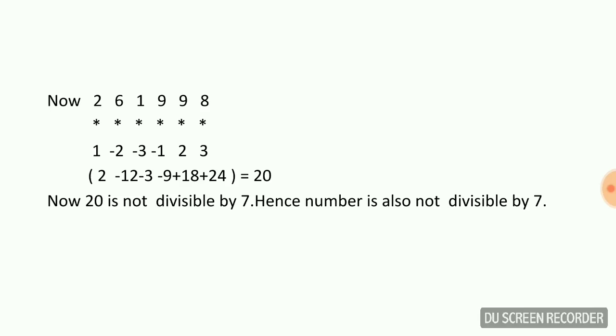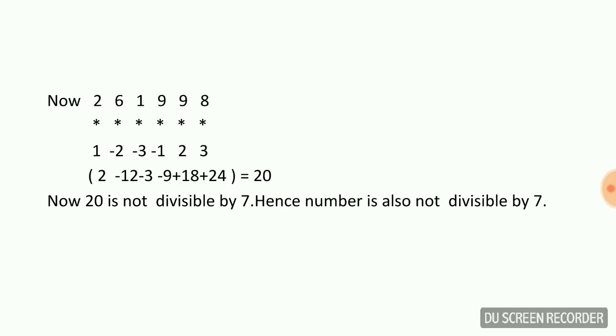Now what do all these numbers come to? You have to simply add them. I'm sorry, actually I've made some mistake here, but you can see 24 plus 18 plus 2 is 44, and minus 12 minus 3 minus 9 is minus 24. So 44 minus 24 is 20.